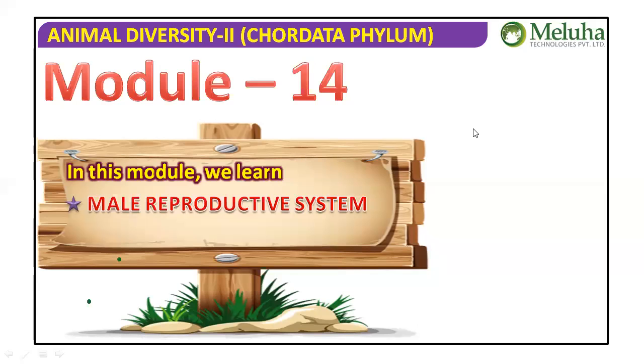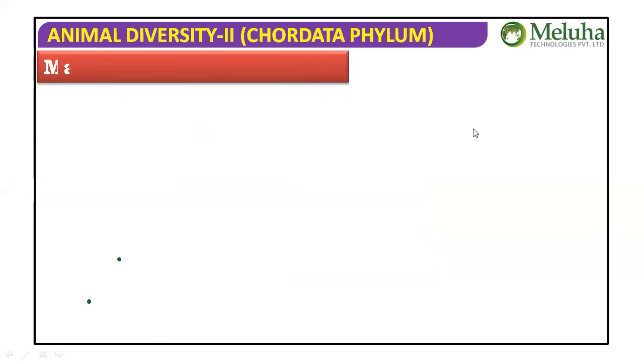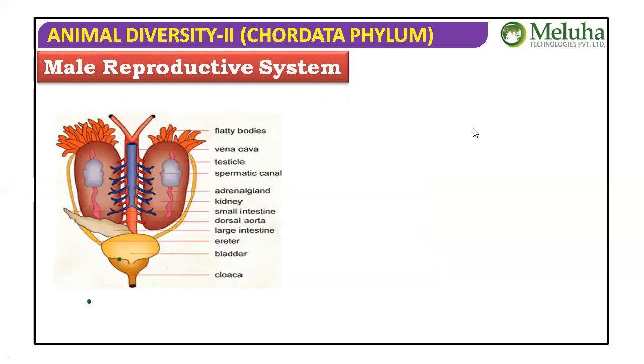The male reproductive system of the frog. Frog male reproductive system. Same diagram, but because they are interrelated issues, these are the excretory system and the reproductive system.